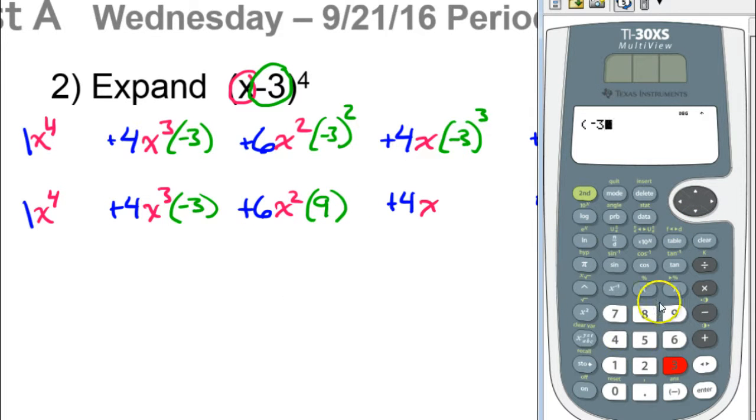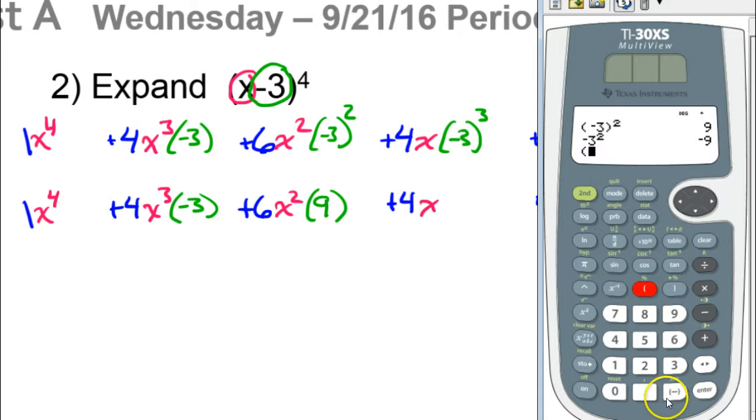Okay, notice, if you're going to use your calculator, which I hope you don't need to, if I use parentheses I get positive 9. Be careful not to do negative 3 squared without parentheses, because it might have you believing that it is negative 9, which is false. So put that negative 3 in parentheses, and you'll get positive 9.